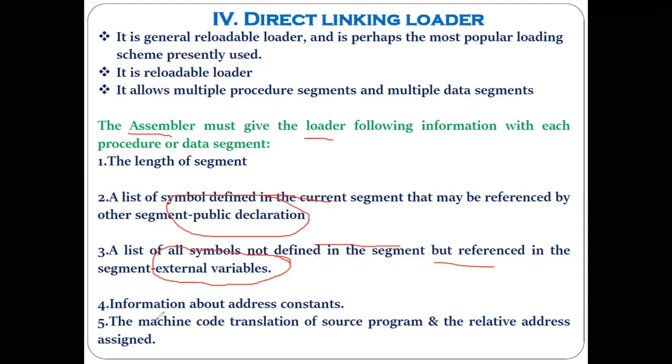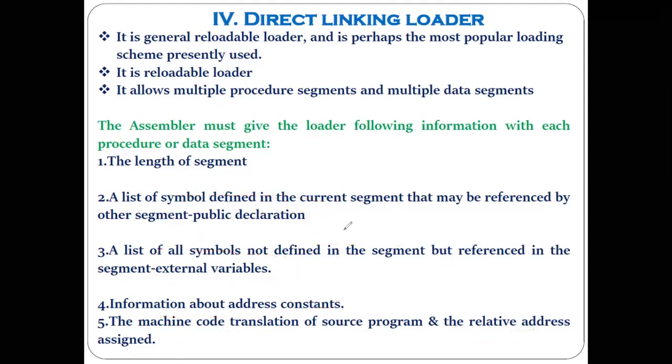Okay. Then the assembler also needs to inform the loader about the various address constants. If different address constants are utilized in the program, that information also needs to be given by the assembler to the loader. And finally, the assembler has to give the loader the machine code translation of the source program and their relative addresses assigned. So the translated object program itself has to be given to the loader.